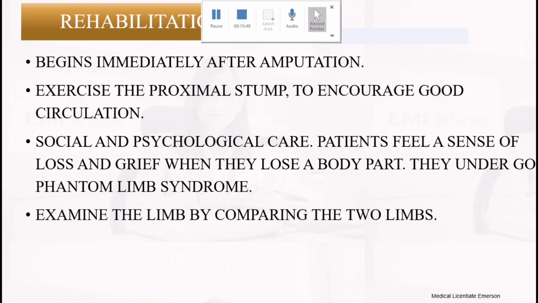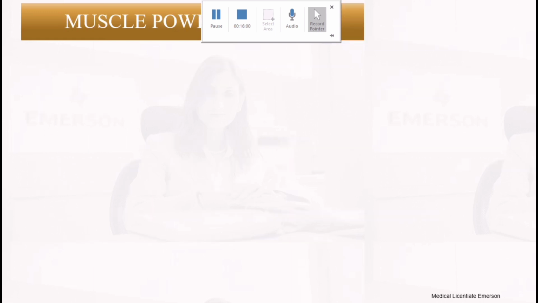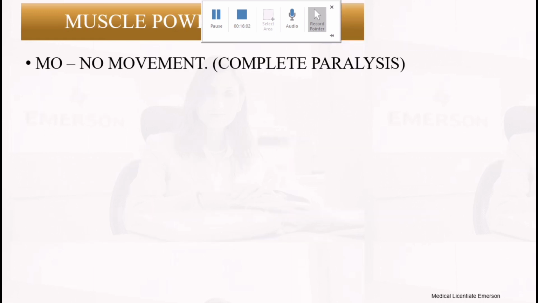Then you have to examine the limb by comparing the two limbs. Then always do muscle power grading. So if you don't know how to do muscle power grading, you are in the right place. So let's go through muscle power grading. Muscle power grading is from 0 to 5.